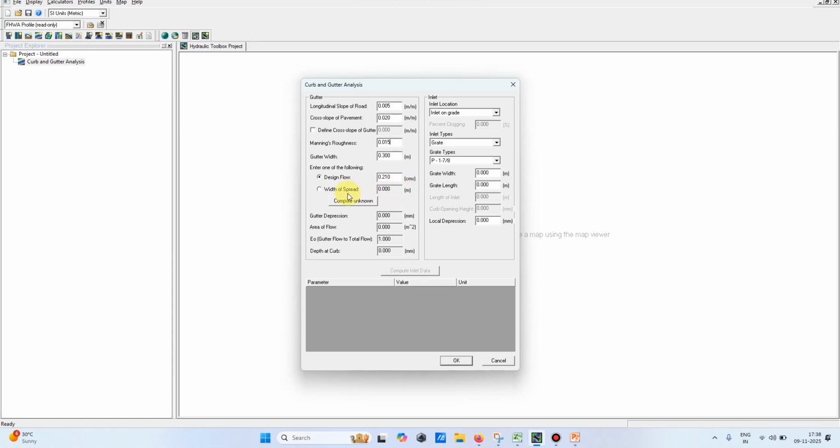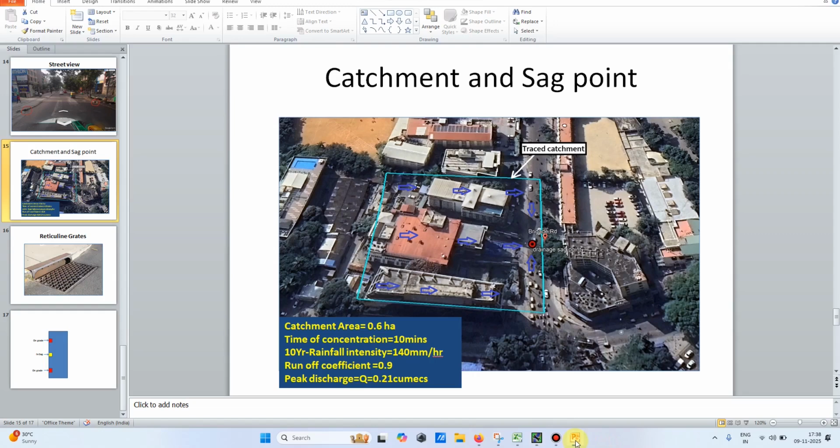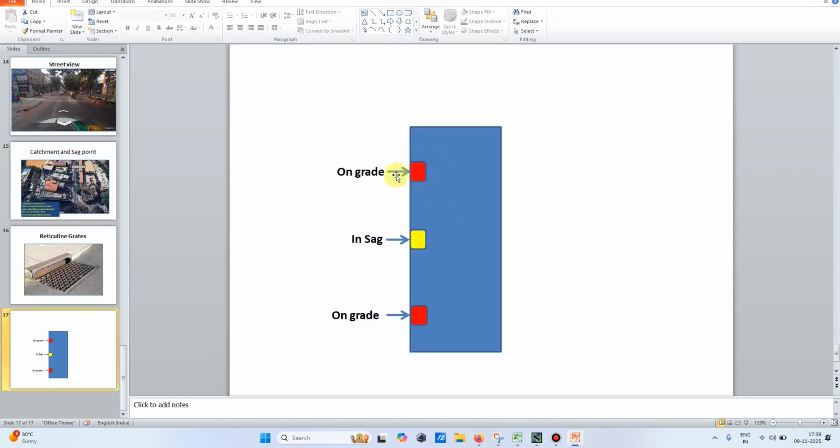And compute the unknown. So I computed the spread at this location without the inlets. This is the spread, it's 5.17 meters, the spread without the inlet. Now I will design this inlet here. The first inlet I am designing is the on grade inlet. Both of them I am designing at a time.